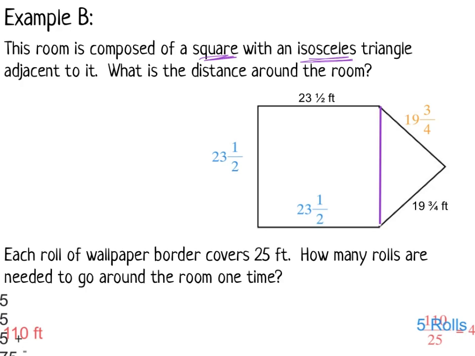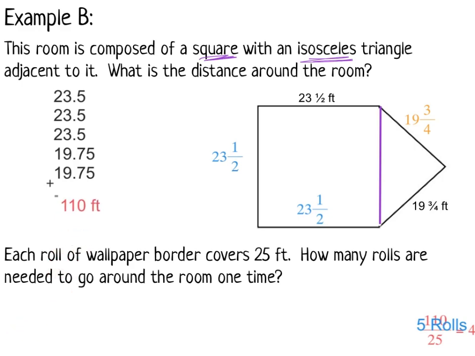So now I'm going to add up all the sides to figure out the perimeter. So I've got my 23.5, 23.5, 23.5, and 19.75, 19.75. So I'm going to add those all up. And when I do that, I get 110 feet. So that answers one of the problems, asking me what the distance around the room is.